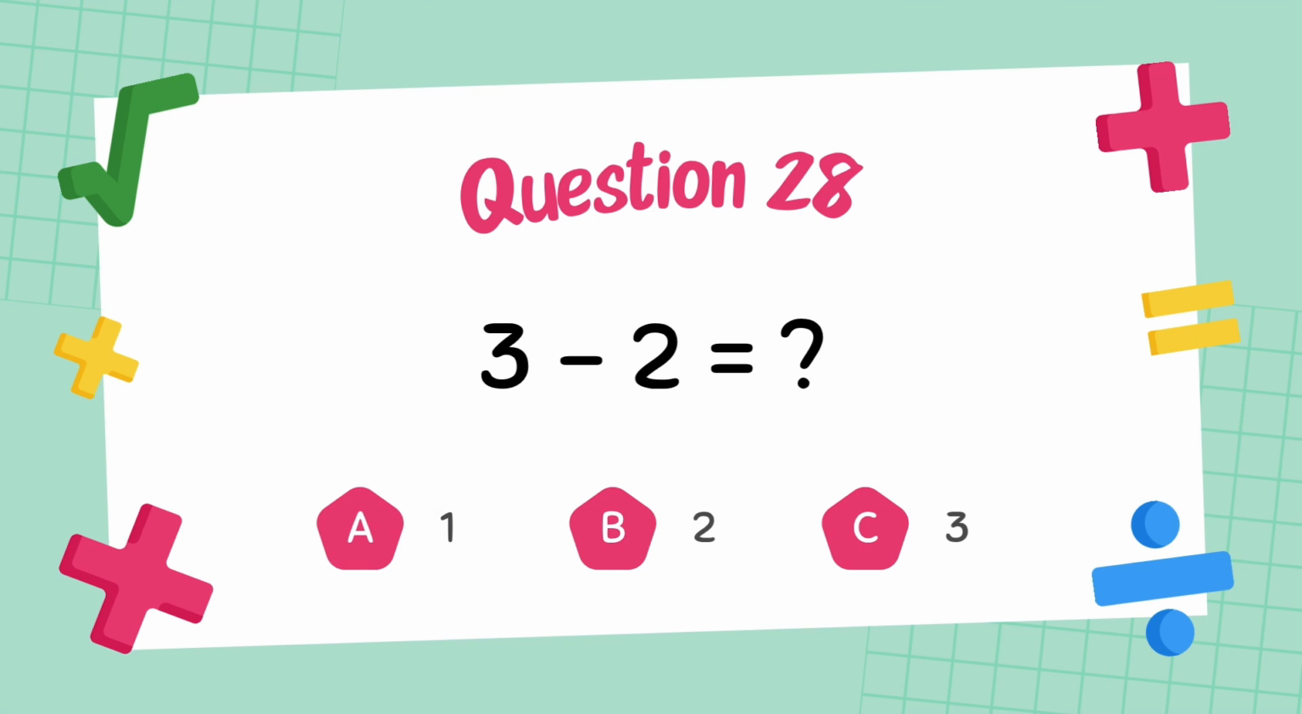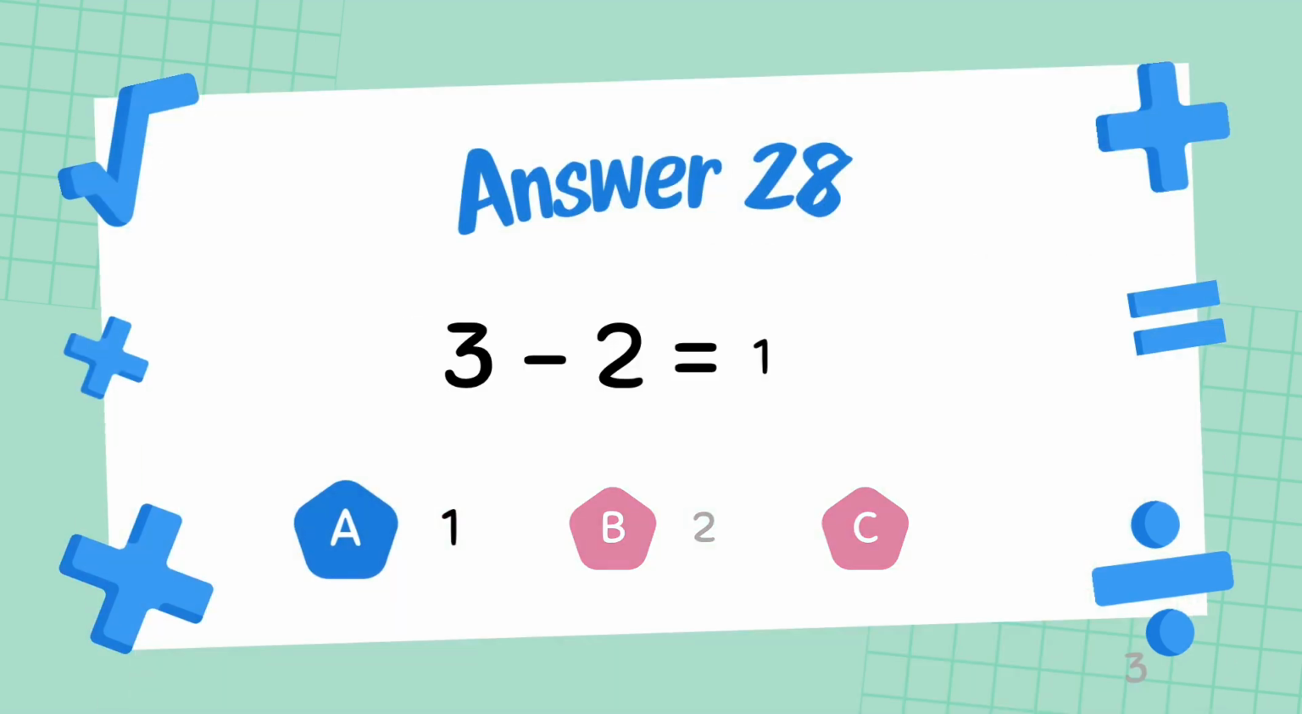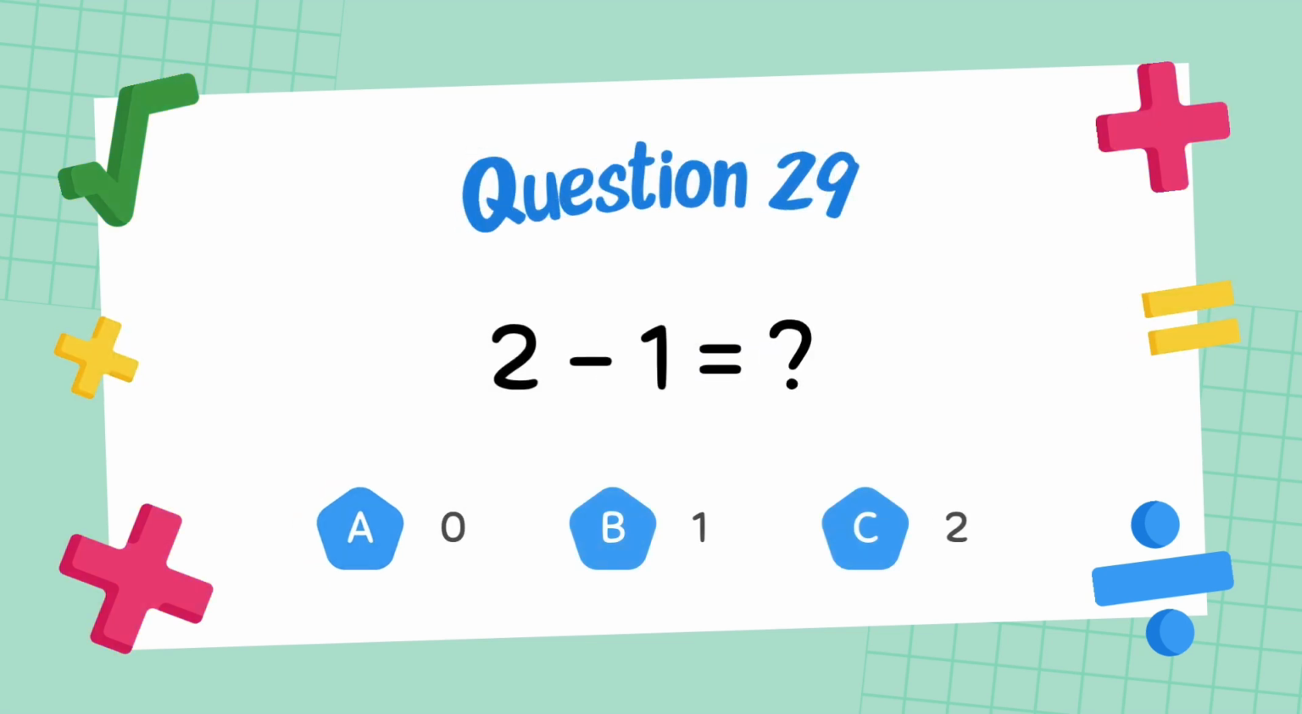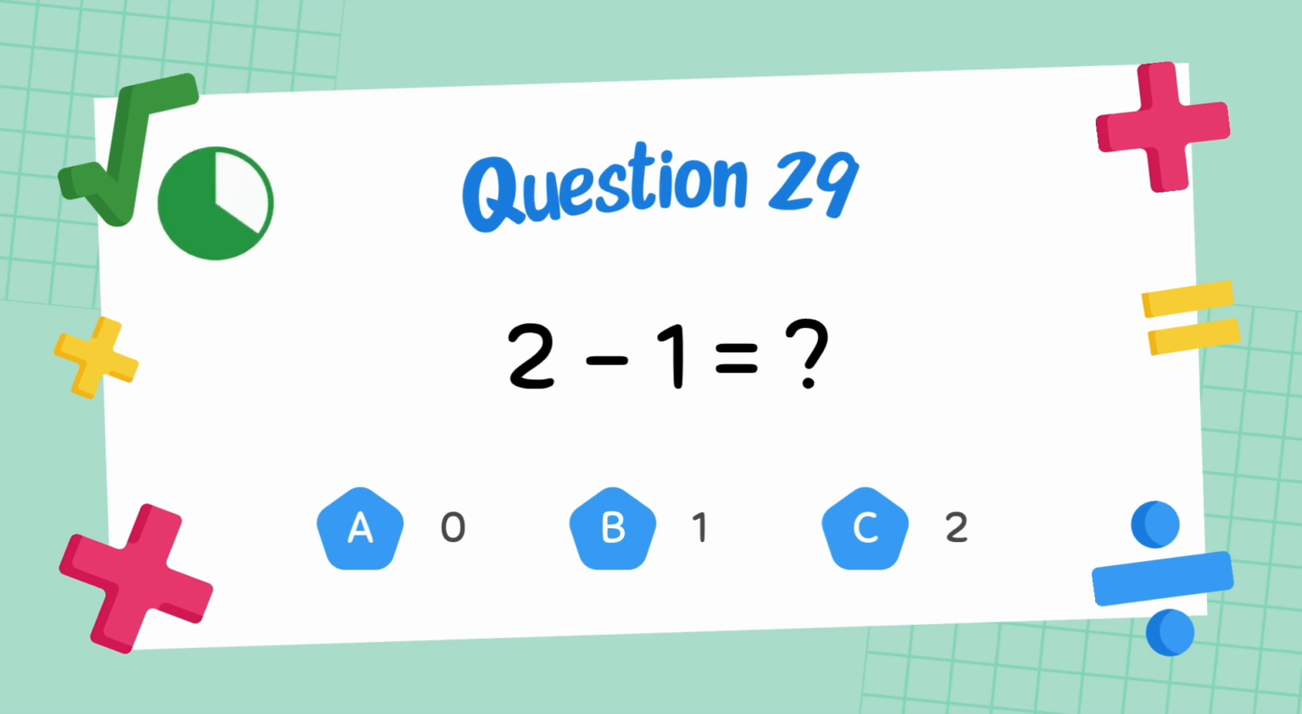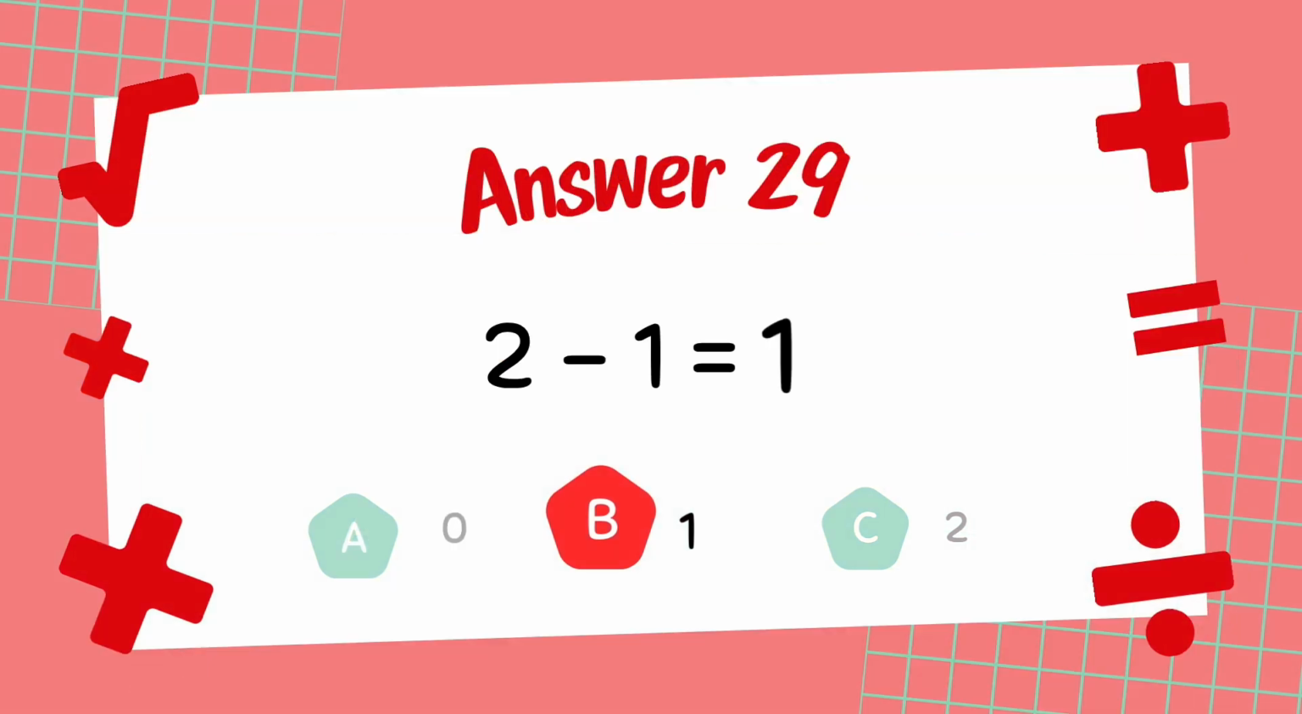What is 3 minus 2? The answer is 1. What is 2 minus 1? The answer is 1.